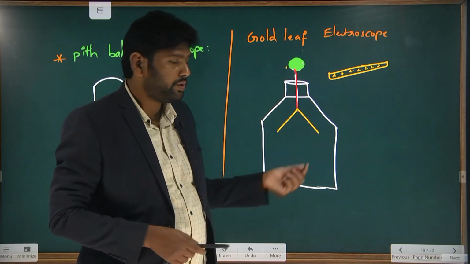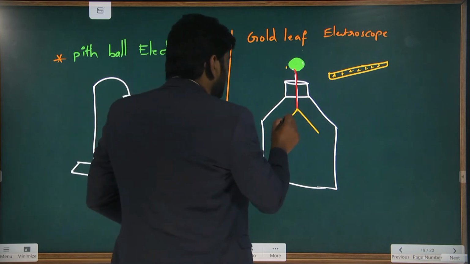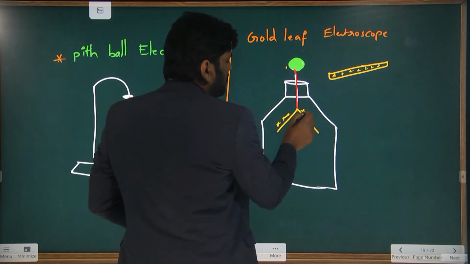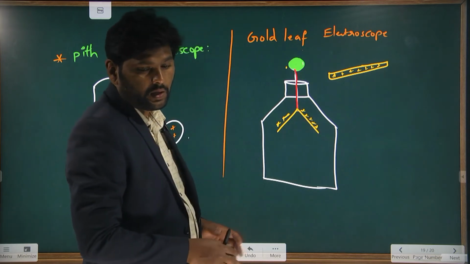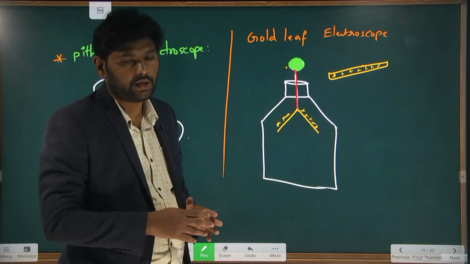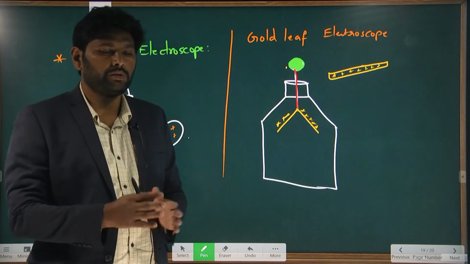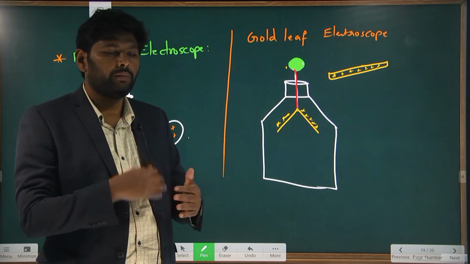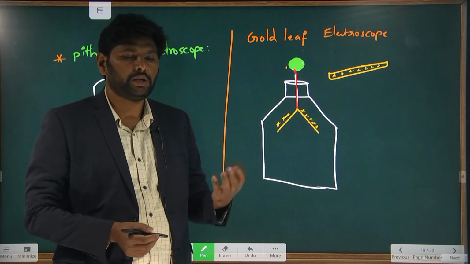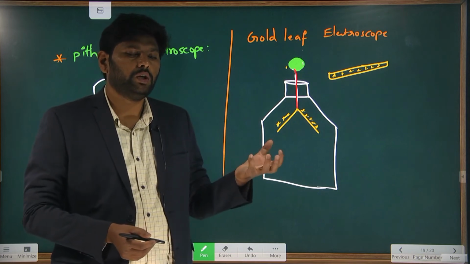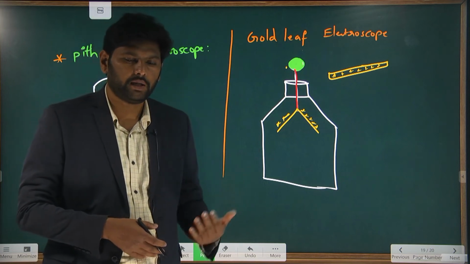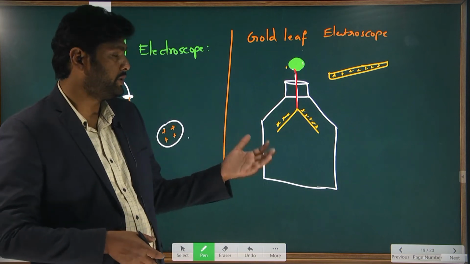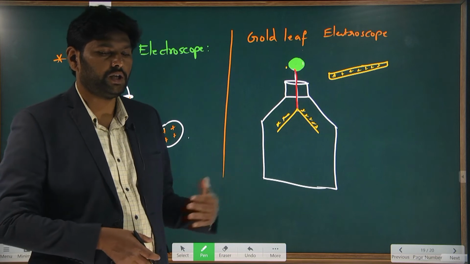leaf. So here positive charges are accumulated on the gold leaf. Here also positive charges are accumulated on the gold leaf. Two sides of the leaves are accumulated with positive charges. Due to the same kind of charges, repulsion takes place, so that the gold leaf expands. So this is how we can identify whether the object is a charged body or an uncharged body.